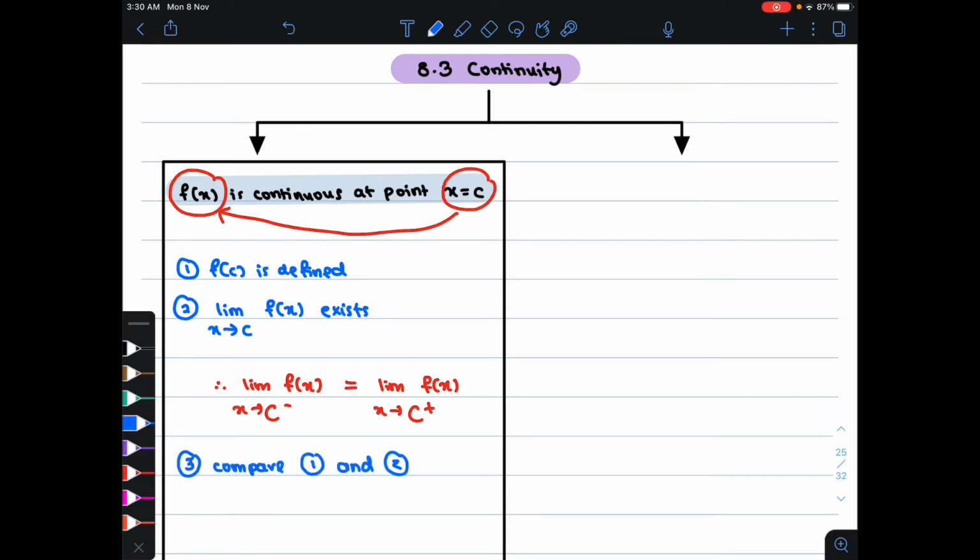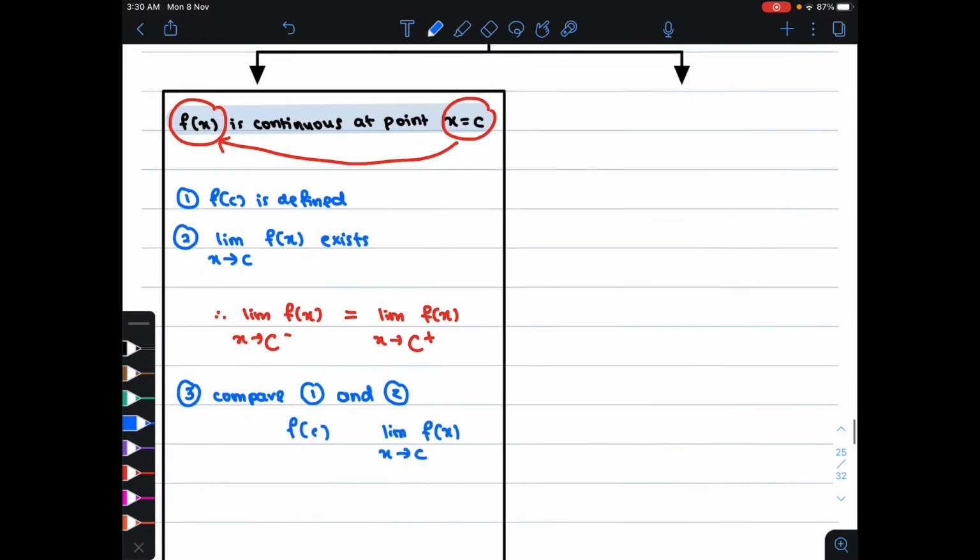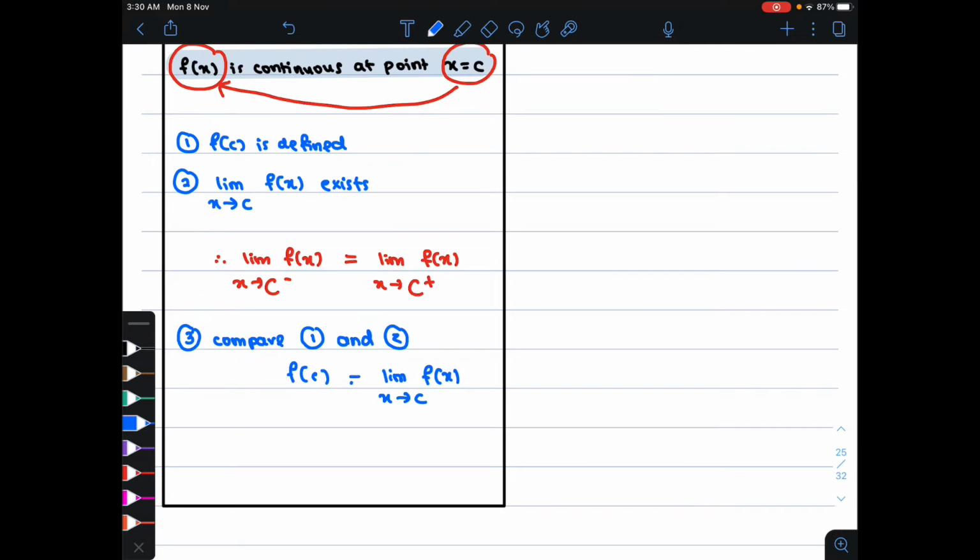For the third condition, you need to compare condition 1 with condition 2. For condition 1, you find f(c). And for condition 2, you find the limit of f(x) as x approaches c. And then you compare both conditions. If they are the same, therefore you can make the conclusion that f(x) is continuous at x equal to c.